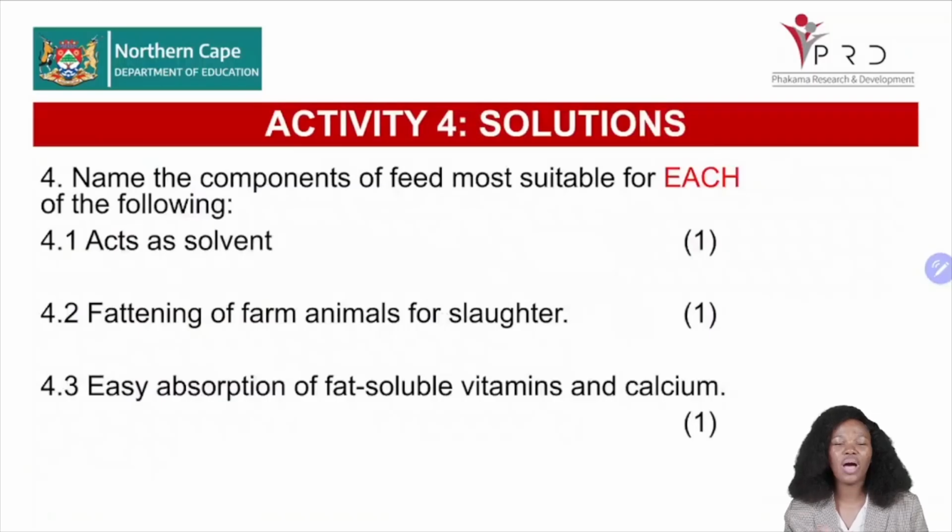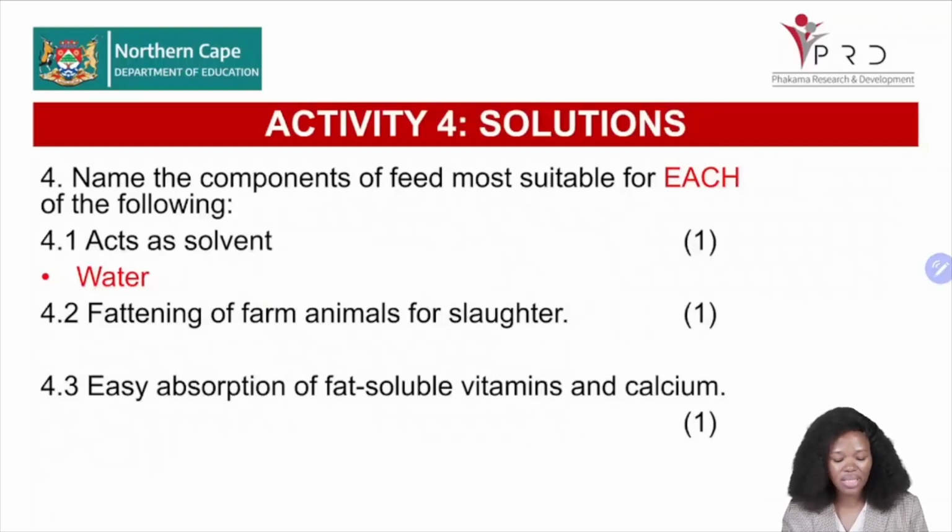Right, welcome back to our last activity of the day based on the different types of feed or the feed components. Right, name the components of feed most suitable for each of the following. Remember, it is a component of a feed. A feed has 2 components, dry matter and moisture content. Right, it acts as a solvent. There will be water, or moisture content. We can also accept moisture content, right?